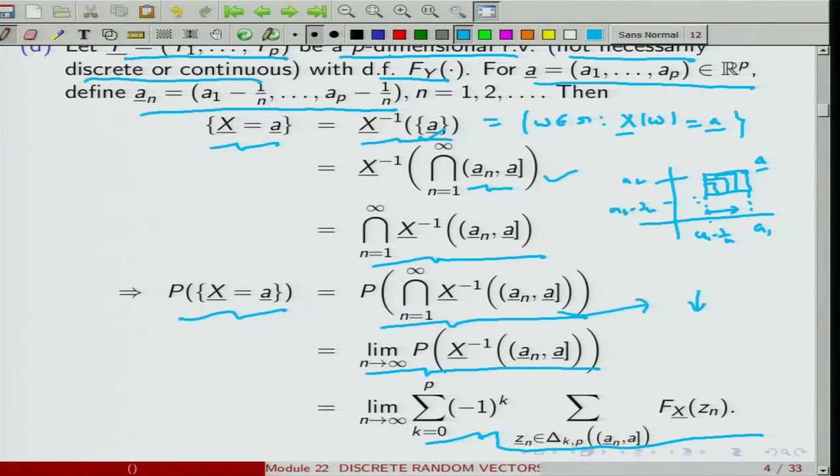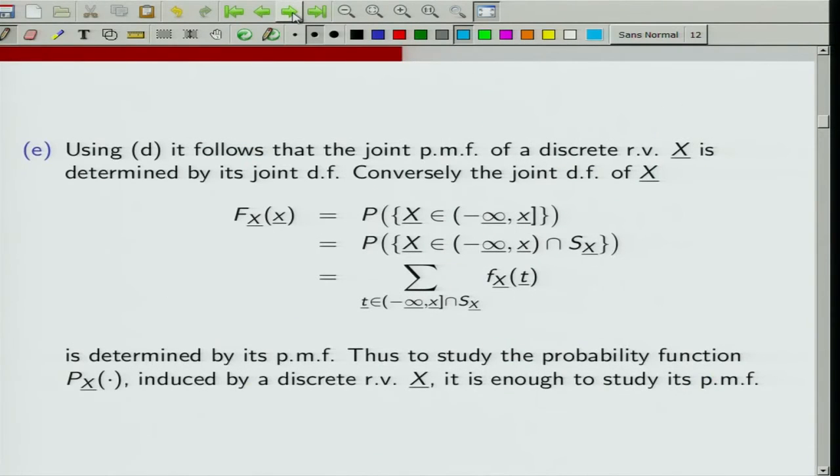So, what you observe from here is that if you know the distribution function, you can get the probability mass function, probability X equal to a, through this relationship. So, using this, it follows that the joint probability mass function of a discrete random variable X is determined by its joint distribution function.